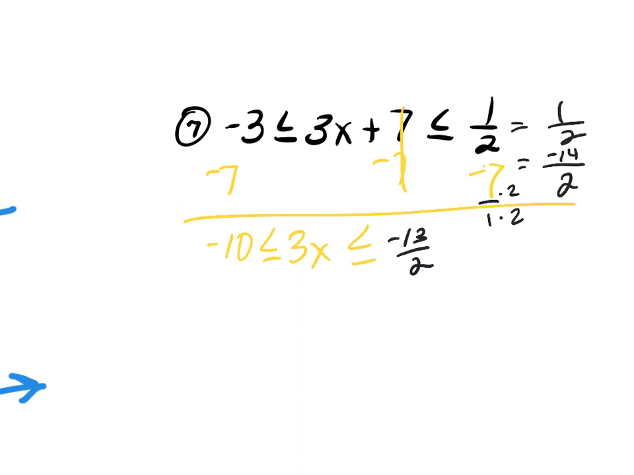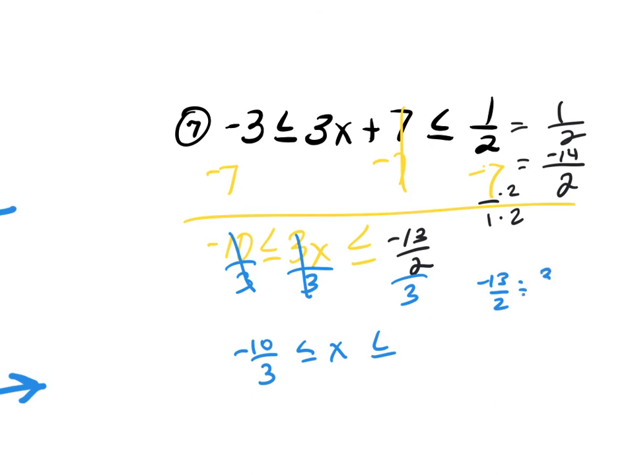And now I say, okay, I got to get rid of the 3. So I'm going to divide everything by 3. So I have -10 over 3 less than or equal to x less than or equal to, guys, this is just a fraction divided by a number, right? This says -13 over 2 divided by 3 over 1. What do you do with a fraction? Keep, change, then what? Flip. So it just becomes -13 over 6.